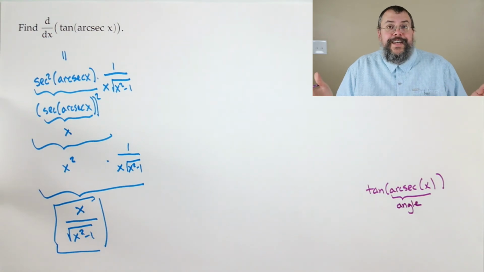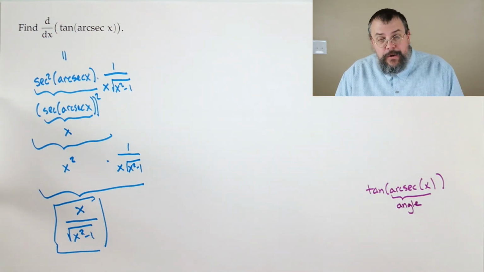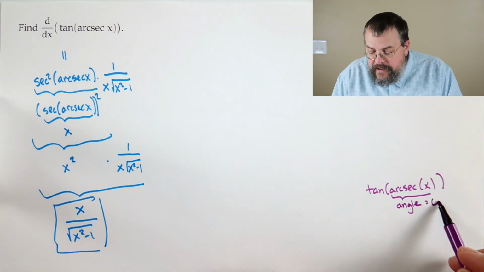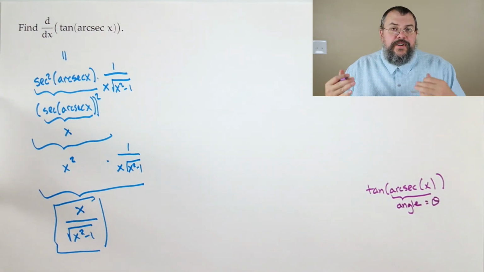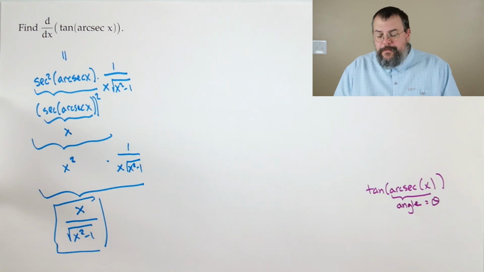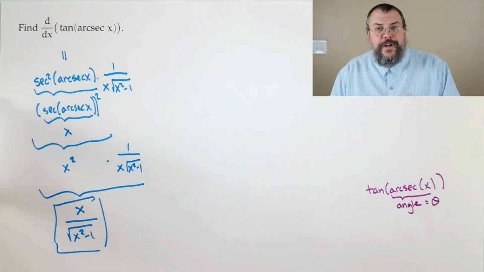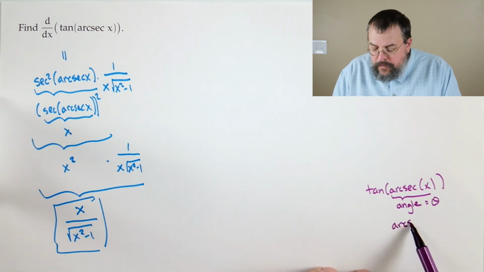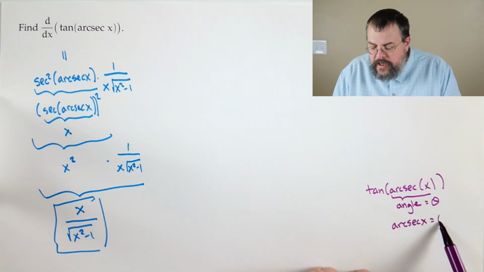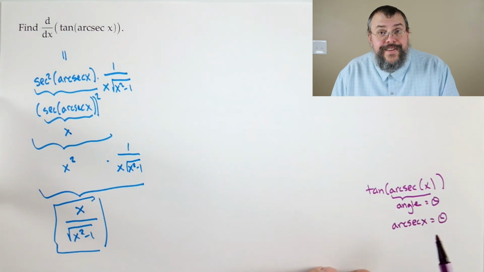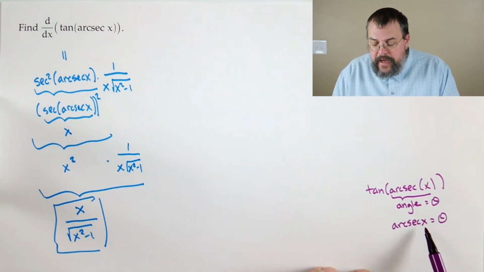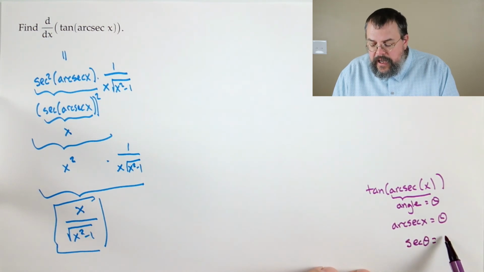So let's give it a name. We'll give it a very, very angle-like name. We'll call it theta. And, well, because the Greeks did a lot of stuff with geometry, we tend to use Greek letters. So we have that arcsecant of x is theta. Now, let's take the secant of both sides. Why? Because that would free up the x. That tells us that secant of theta is equal to x.